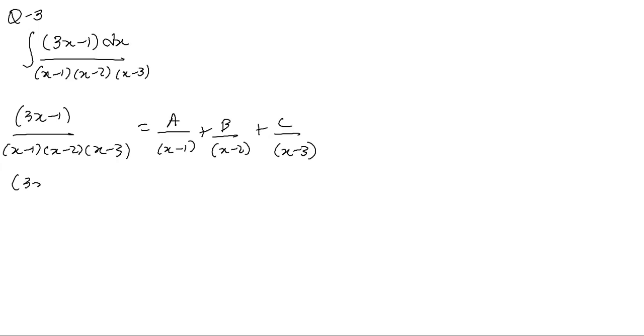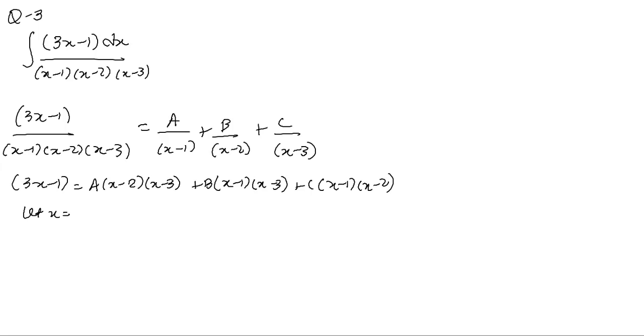So if I cross multiply this, then x minus 1 and x minus 1 will get cancelled. So a into x minus 2, x minus 3 plus b into x minus 1, x minus 3, whereas here it will be c into x minus 1, x minus 2. So I will take three values. First, I will take x is equal to 1. So 2 is equal to, these two terms will get 0, so a into minus 1 into minus 2. So I will get a is equal to 1.